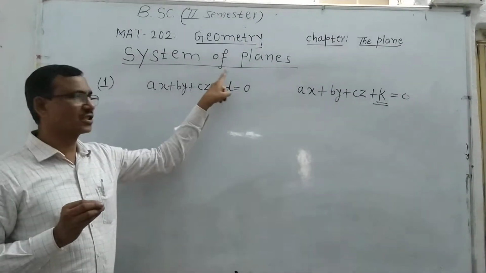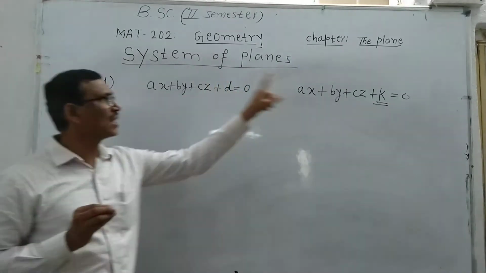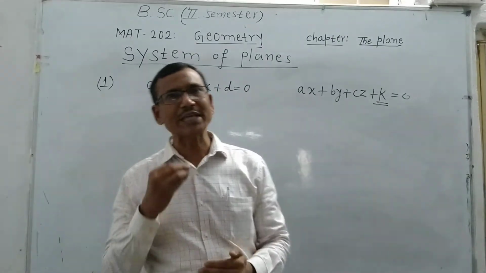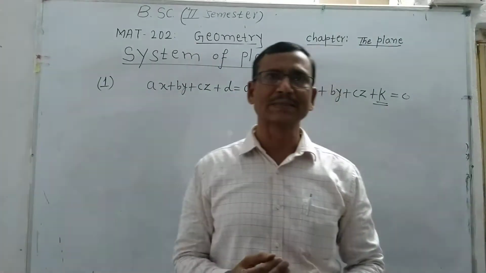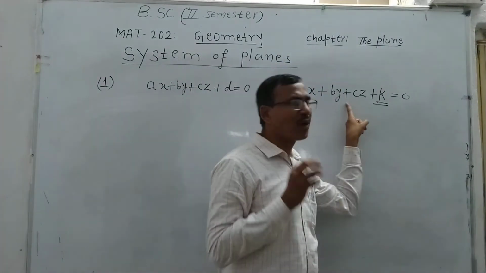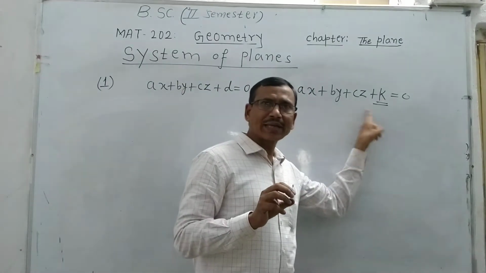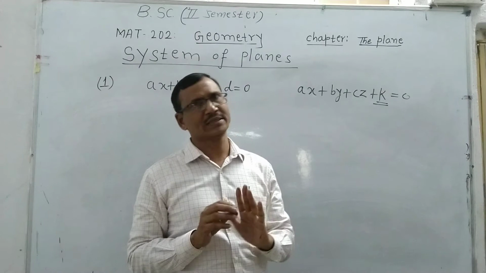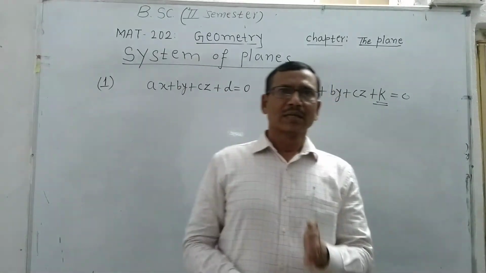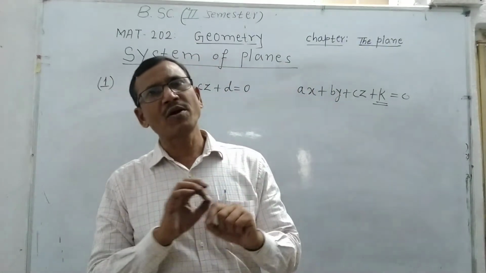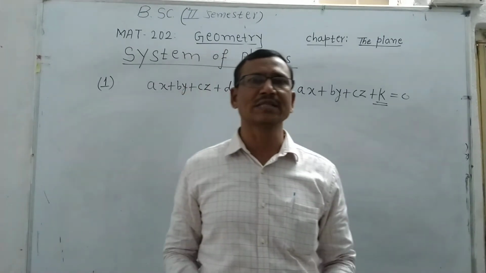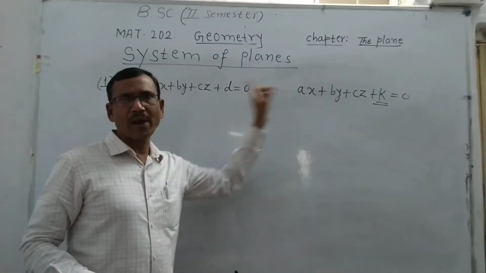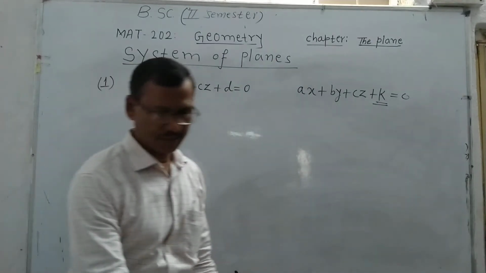Only the constant term changes, d is replaced by k. k is a parameter. We can choose it in infinite ways, and therefore we get an infinite number of planes. As k takes infinite values, there are infinite planes. And as one plane is given, there are infinite planes parallel to the given plane. That is, this is a system of planes parallel to the given plane.